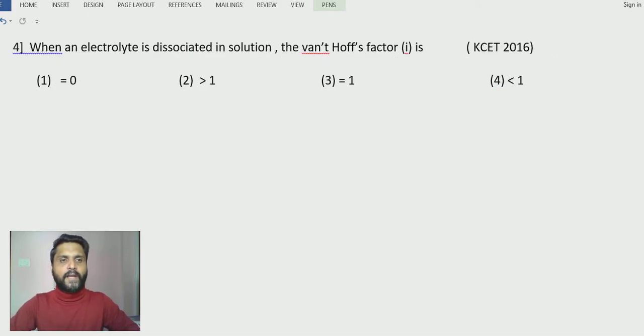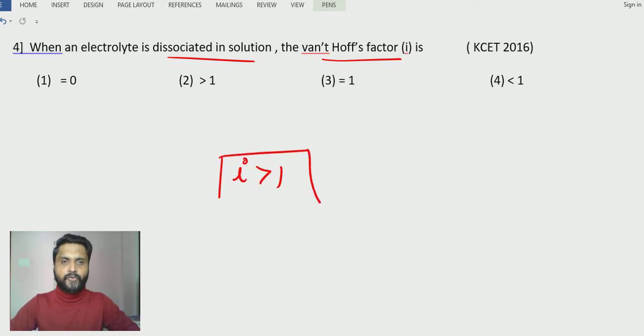Question number 4. When an electrolyte dissociates in the solution, Van't Hoff factor is, very simple question, for dissociation i is always greater than 1, correct? So the answer is option number 2, clear?